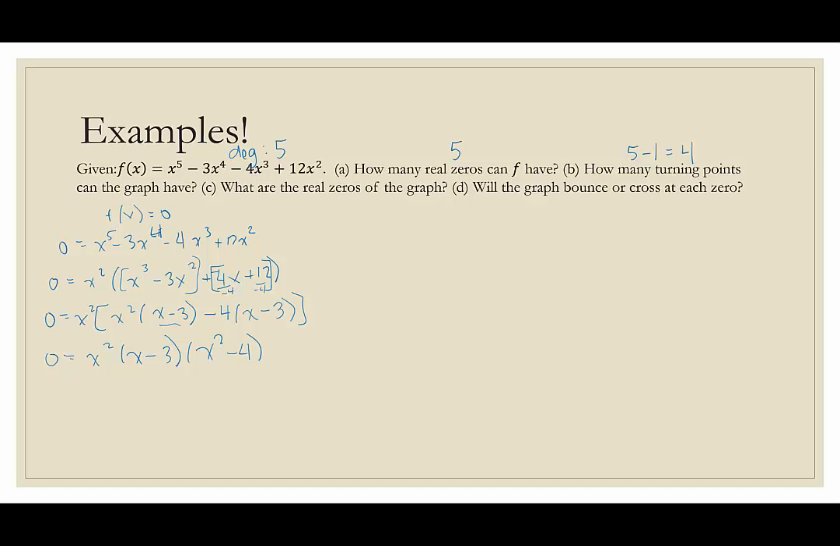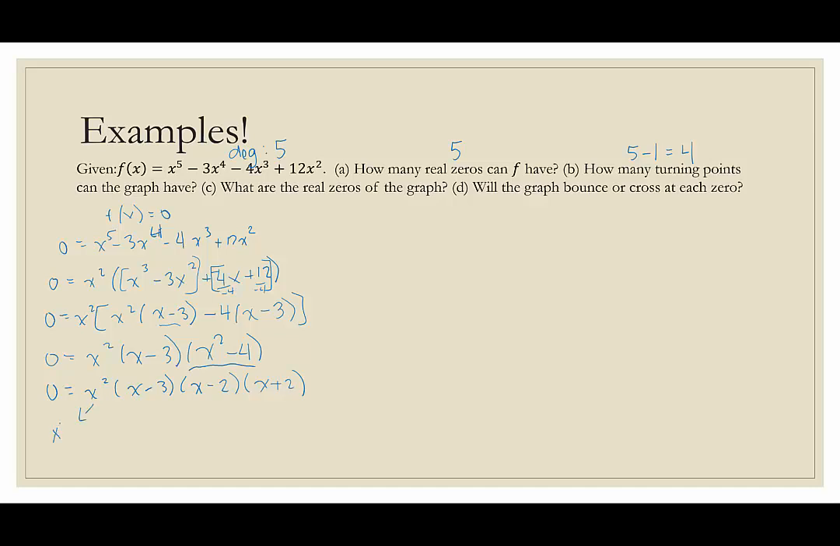And actually, before I do that, what I notice here is that this can be further factored. That is a difference of squares. So before I set each factor equal to 0, I'm going to go ahead and factor that because I need to have this in factored form to help me with the next part, with part D. So this will factor into root minus root times root plus root. Okay, now I'm ready to set each factor equal to 0.